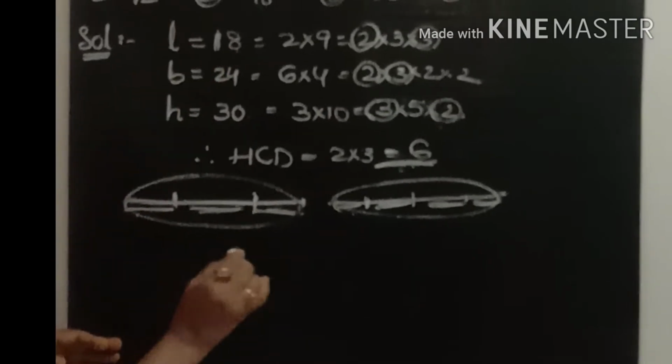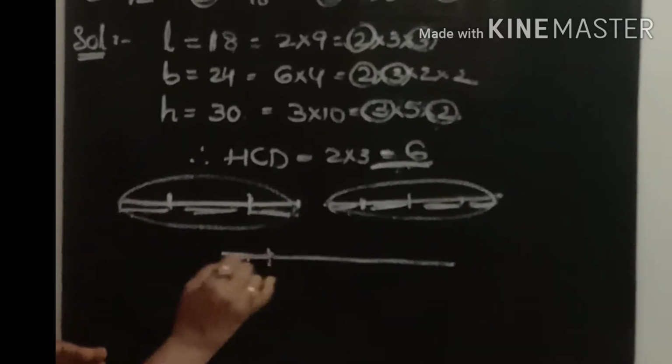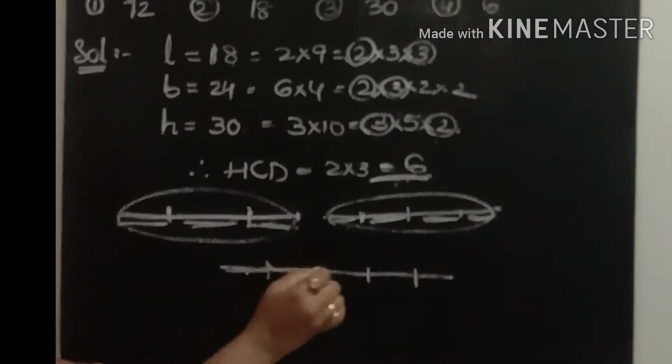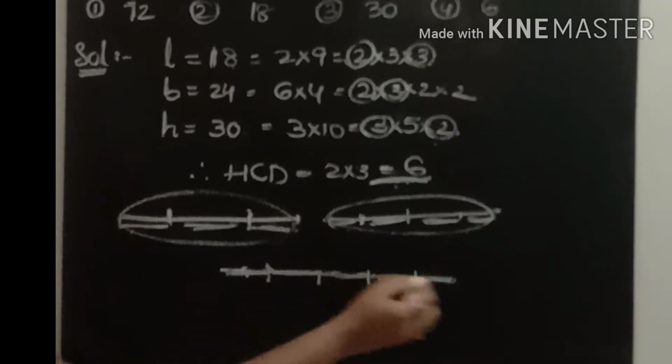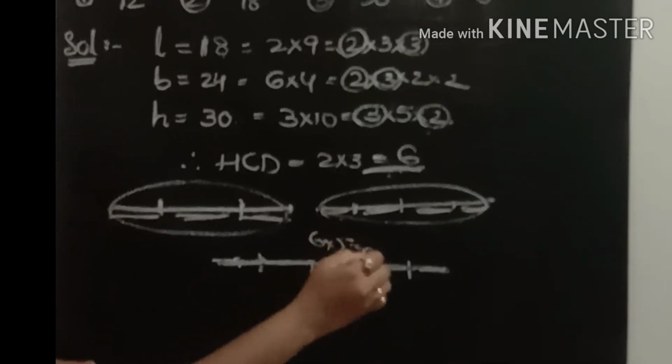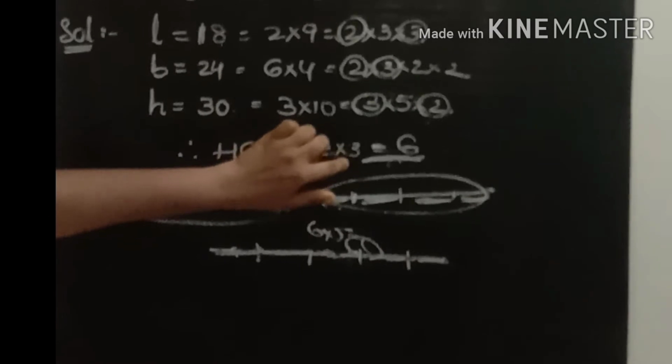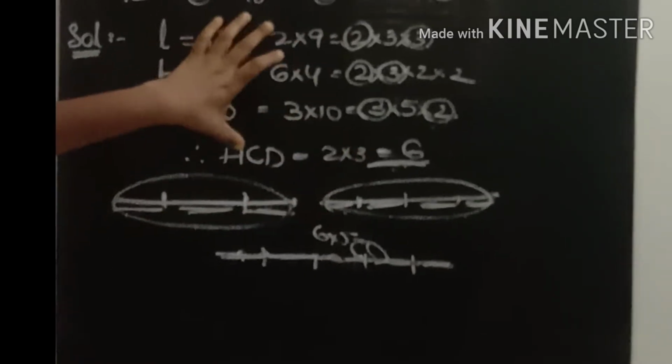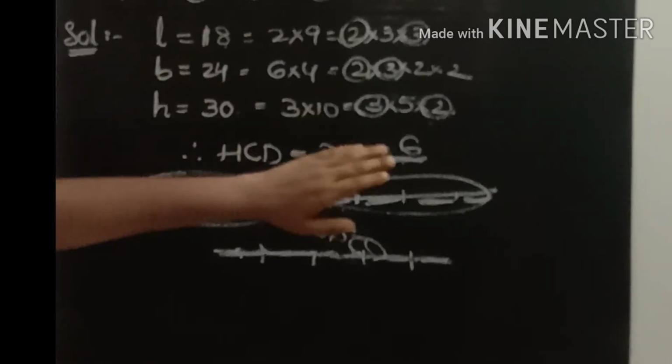And last dimension 30. 30 means 6, 6, 6, 6, 6. 1, 2, 3, 4, 5. 6 into 5 is equal to 30. That is, the length of the instrument that can be used to measure these three lengths is equal to 6.